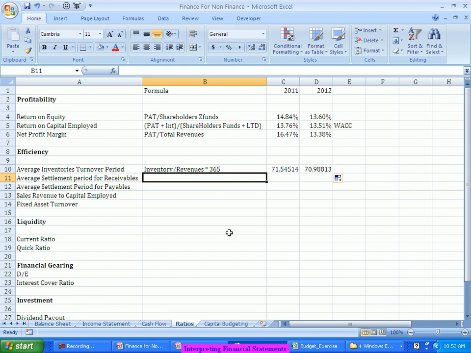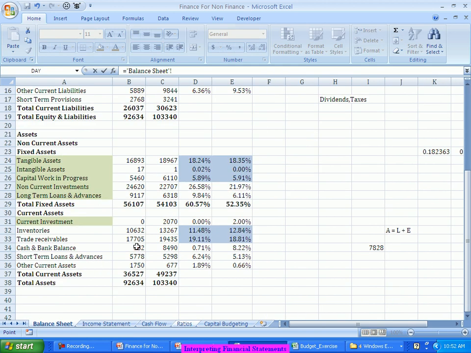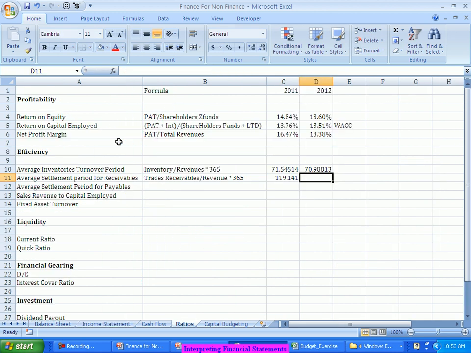So the same thing again, I'll take it as trade receivables divided by total revenue into 365. Almost 119 days it is taking to collect from my customers. But yeah, it has gone down. Comparatively, there is some improvement with respect to the collection process.